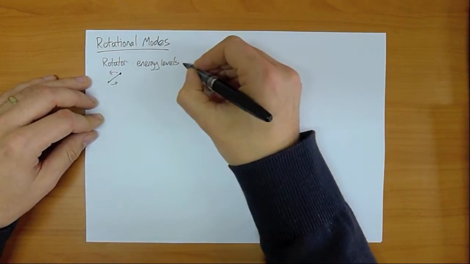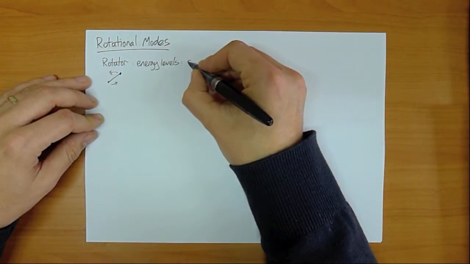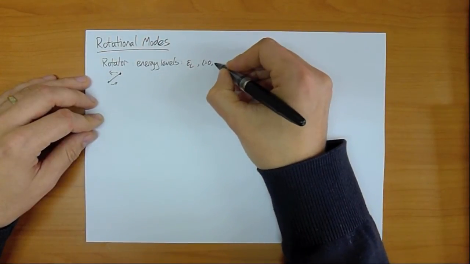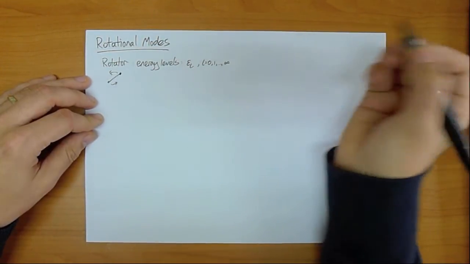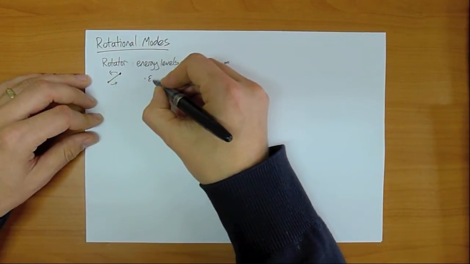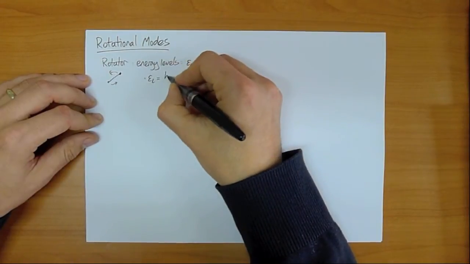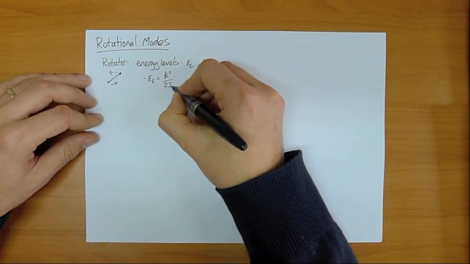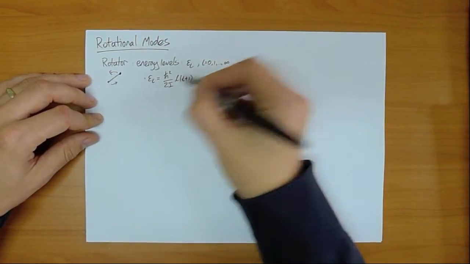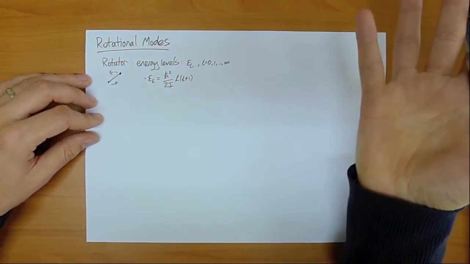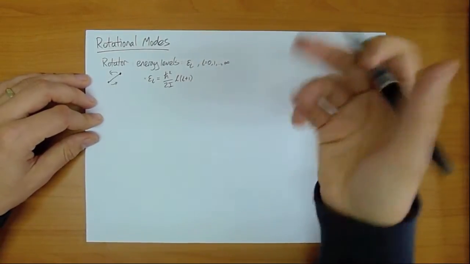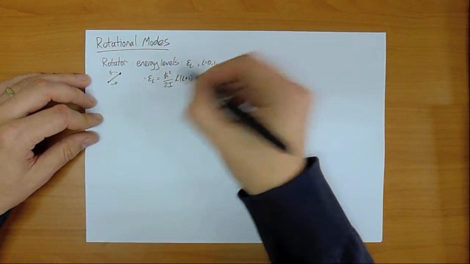of the rotator are labeled by an integer L, so they are epsilon L, where L takes values between 0 and infinity. And specifically, the energy level epsilon L is given by h bar squared over 2I times L times (L plus 1). So here, I is a parameter which tells you how much kinetic energy is associated with the rotation. It's called the moment of inertia. Okay.